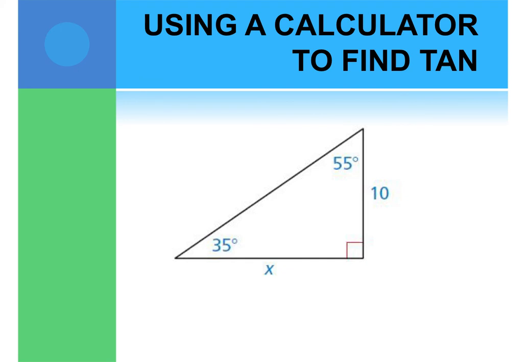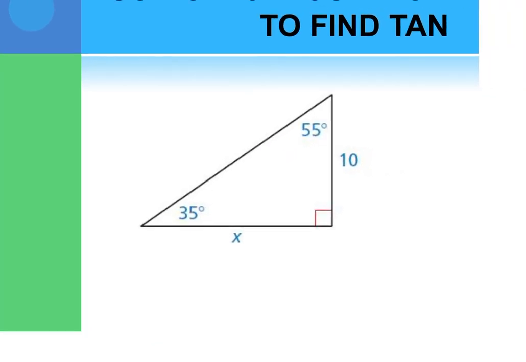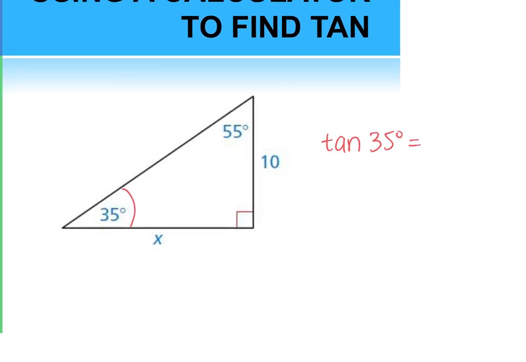Okay. Use a calculator to find the tangent. Well, we're just solving for x. What could we do? Let's set up a ratio. You can take any angle, right? So the tangent of 35 degrees, that's this angle, right? Is equal to what? 10 over x. Now we have an equation, we can solve it.